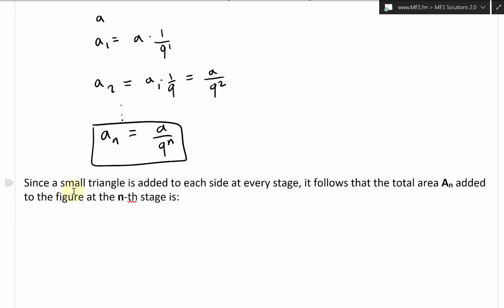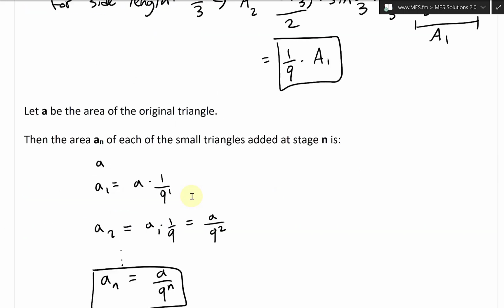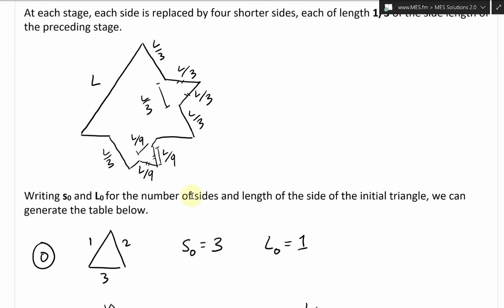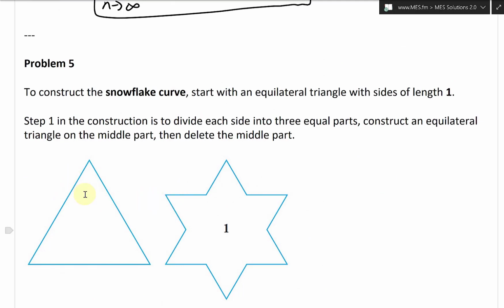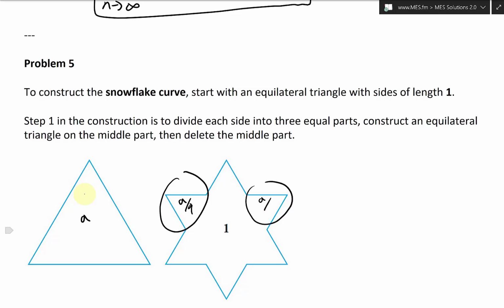Alright, so now since a small triangle is added to each side at every stage, it follows that the total area added to the figure at the nth stage is, so this is the extra area. We start off from the beginning, so this is A, and then we're going to add an extra A over 9, an extra A over 9.